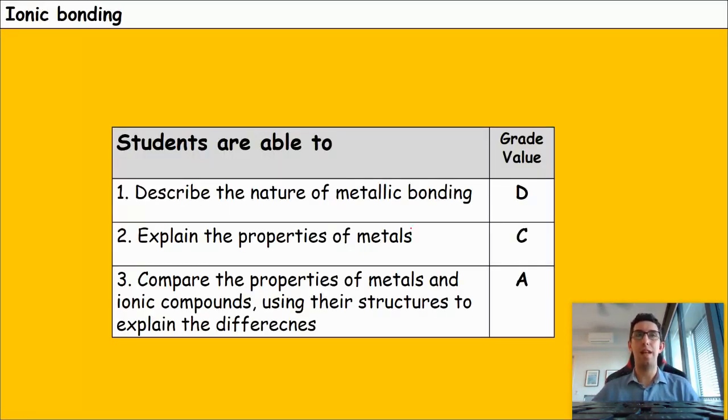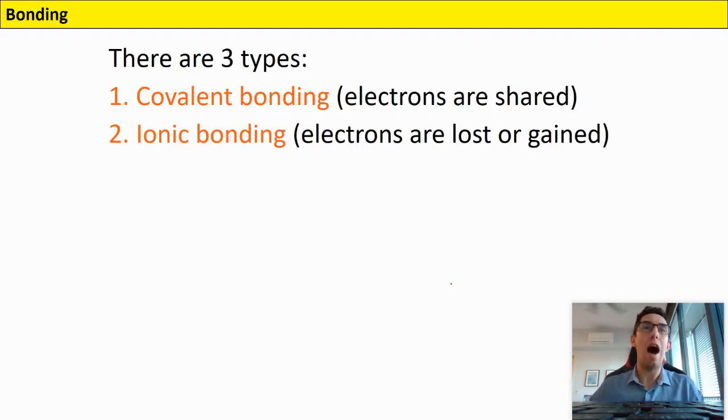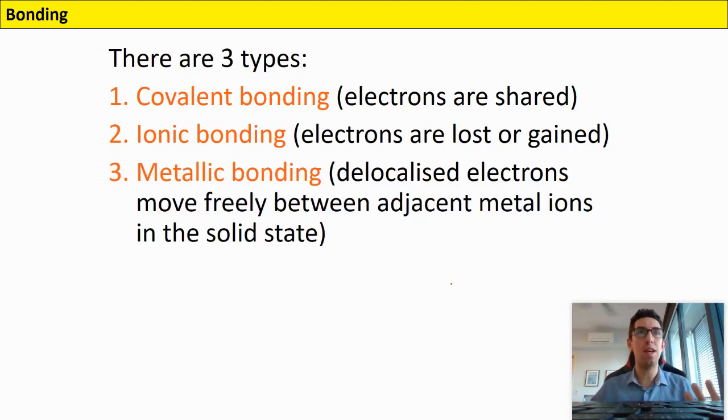Okay, so what we're looking at today, it says ionic bonding for some reason up there. We're looking at metallic bonding, with ionic bonding: the nature of metallic bonding, properties of metals, and comparing and contrasting with ionic. As we know, there are 3 types of bonding: covalent, which is sharing of electrons; ionic, where electrons are lost or gained, forming ions; and metallic, which is what we're looking at today. This is what metals form. Metals on the periodic table form metallic bonds, and this is when you have metal ions surrounded by delocalized electrons, which can move around freely.